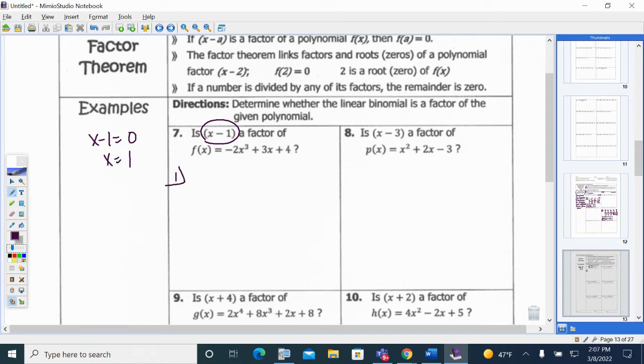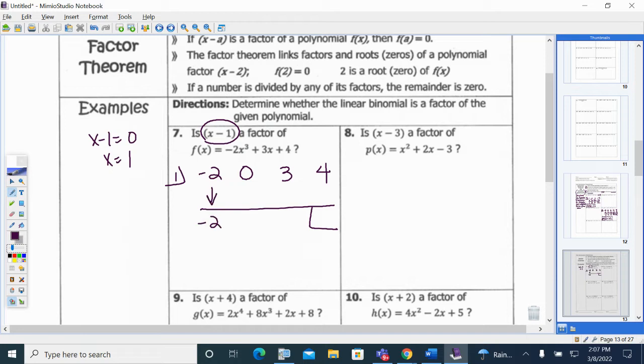Our function says negative 2x cubed plus 3x plus 4. The largest exponent is a 3, so I got my negative 2. The next one should be squared. For our quadratic term, there's not one, so I'm going to hold it with a 0. Then the 3 is your linear term, and 4 is the constant term.